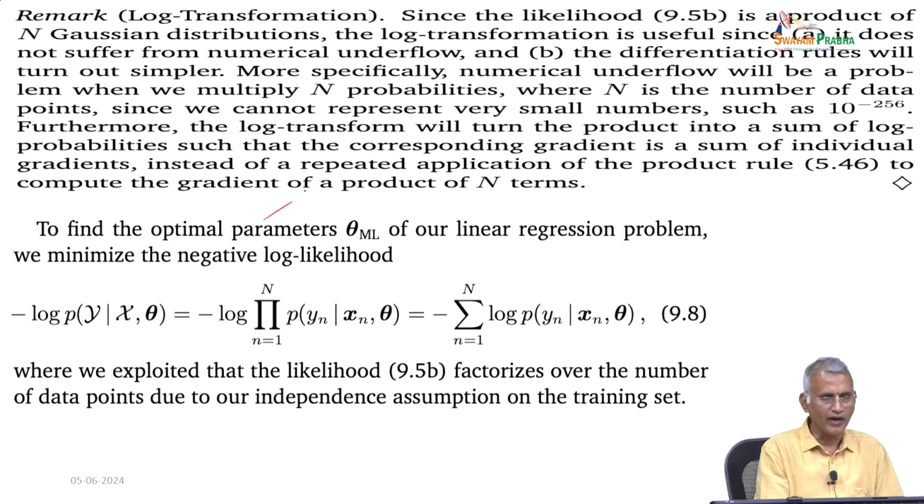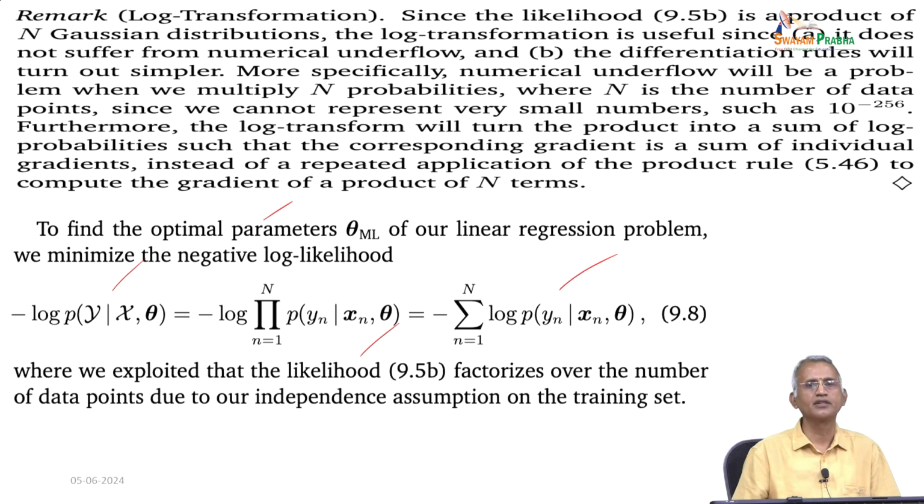So, to find the optimal parameter of our linear regression problem, we minimize the negative log likelihood: −log p(y | X, θ) = −log ∏_{n=1}^N p(y_n | x_n, θ) = −∑_{n=1}^N log p(y_n | x_n, θ). Here we exploited that the likelihood factorizes over the number of data points due to our independence assumption on the training set.